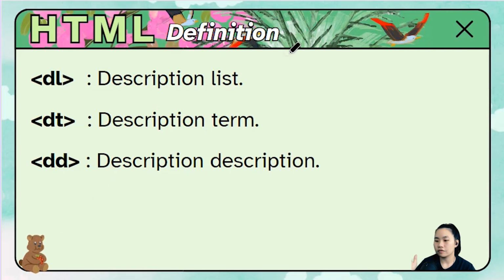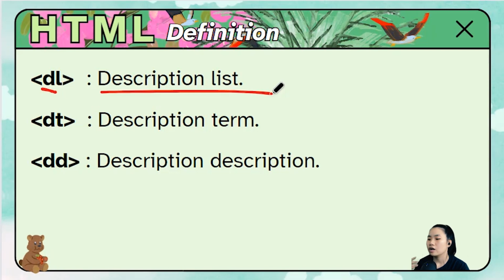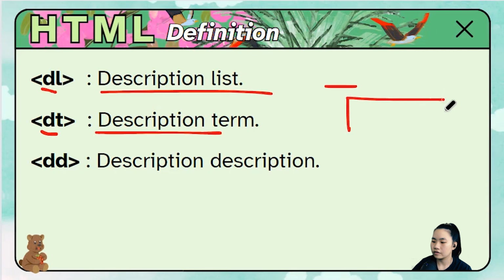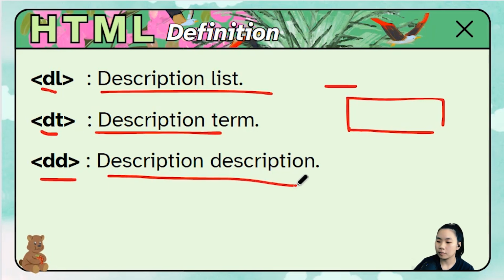I'm going to break down each of these tags individually. DL, you can think of it standing for description list. It is the container where you work with the description list. DT can stand for description term, just like in a dictionary, you have a term, then you have a bunch of descriptions down here. And DD, you can think of it as description, because it is the description part.